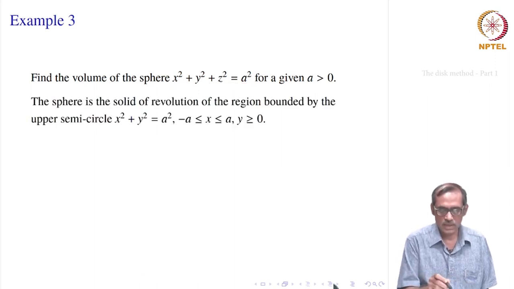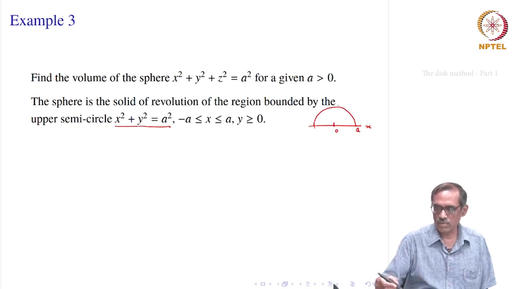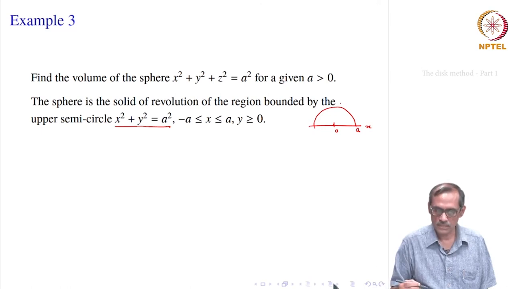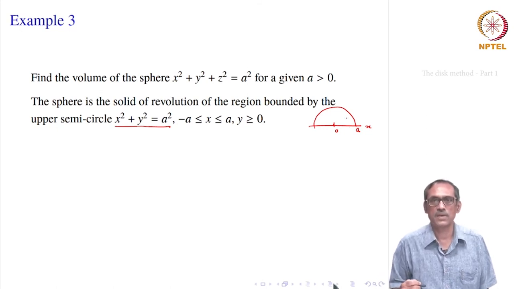Let us say we look at the semicircle x square plus y square equal to a square. It has radius a, and we take only the semicircle, which is say y greater than or equal to 0. This is 0 and this radius is a, this is the x axis, and then we revolve this semicircle around the x axis to obtain the sphere. If you take the whole circle and revolve, you also get the sphere, but you in fact get twice the sphere, because they are repeated. There is no repetition here in obtaining the solid of revolution.